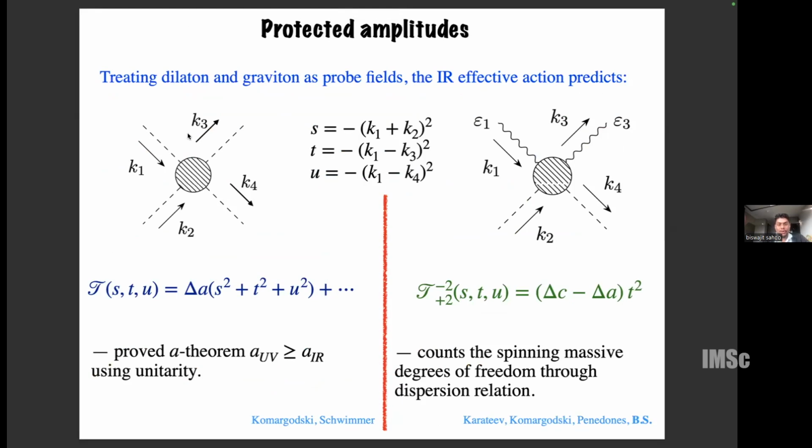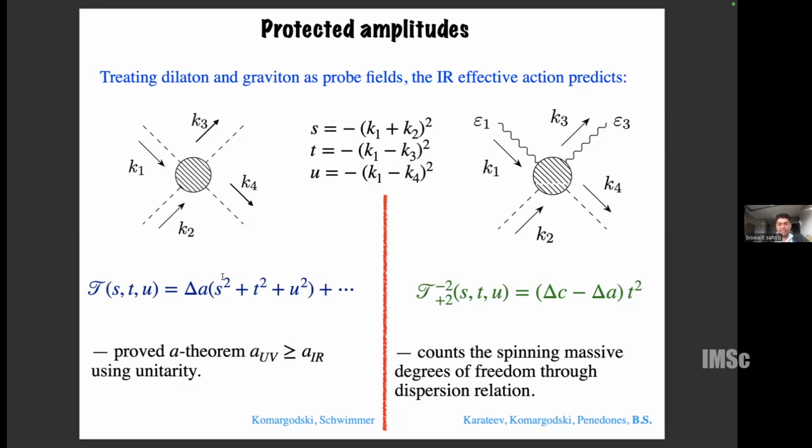So you can recast this four-dilaton scattering amplitude as a combination of the four-point function of the trace of the stress tensor, the three-point function of the trace of the stress tensor, and the two-point function of the trace of the stress tensor, a particular combination along the full RG flow, and then take the soft limit.